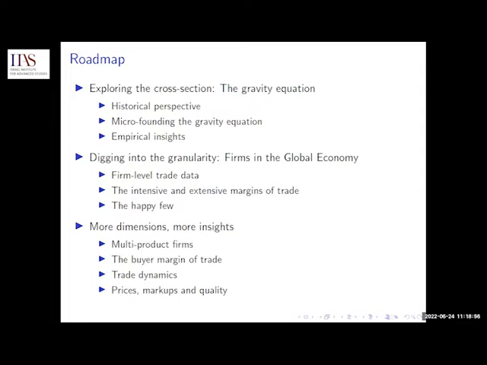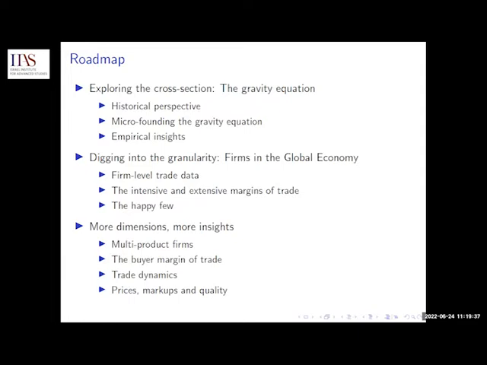Here I'm going to really start digging into the granularity of trade data, talking a bit about firms in the global economy, what data we can use to discuss this question, and what are the main stylized facts that we've recovered over the last 20 years about this dimension of international trade. And I'll talk more about an aspect that is part of my own research agenda, which looks at the very big firms, the big players in international trade, that I'm going to call the happy few.